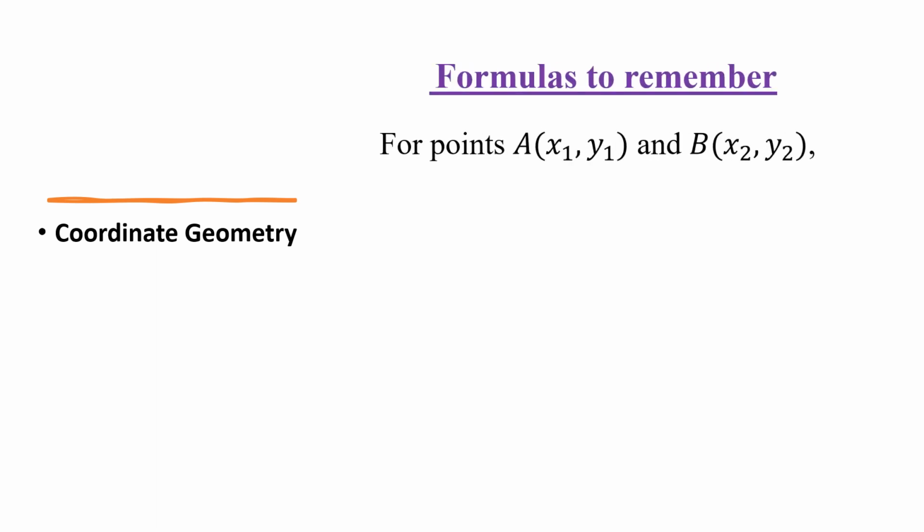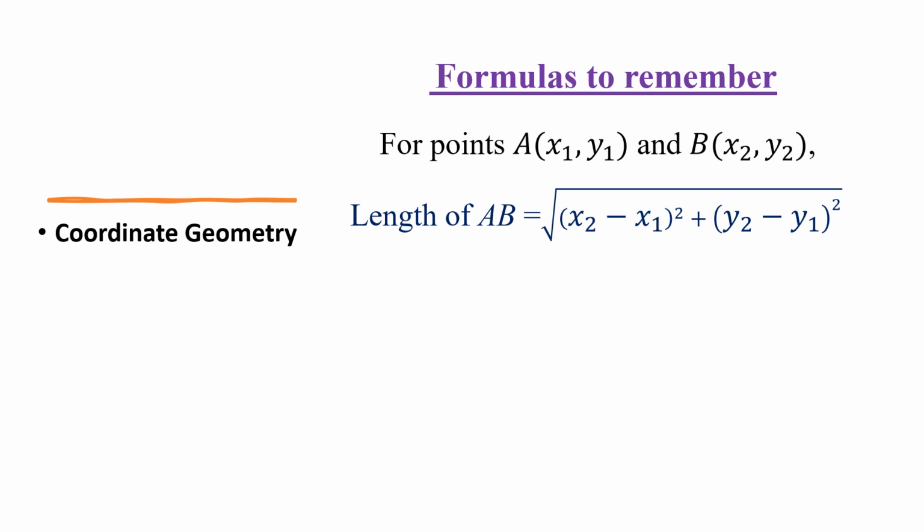What are they? If you're given 2 points A and B, you need to know how to find the length of AB. The length of AB is derived from the Pythagoras theorem, which is c squared equals a squared plus b squared. So the distance c is just the square root of a squared plus b squared.